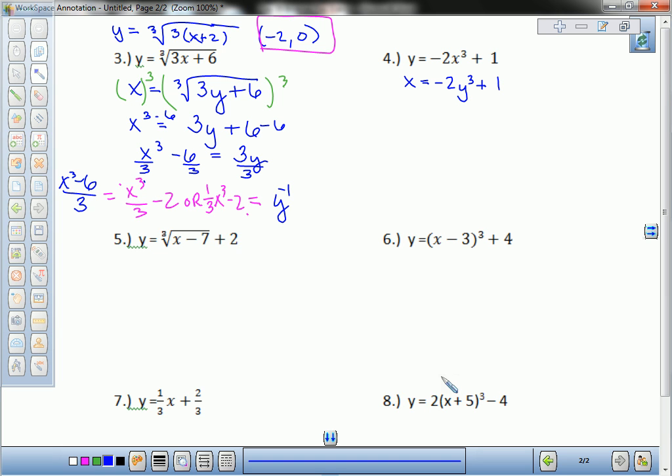Okay? So, every time we have to look at what we have and decide what we need to do to solve for y. So in this problem, what has to move first? The 1. So we subtract 1 from both sides. So we go minus 1, minus 1. And we get x minus 1 equals negative 2 y cubed.